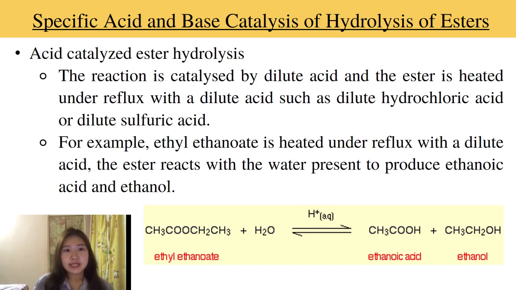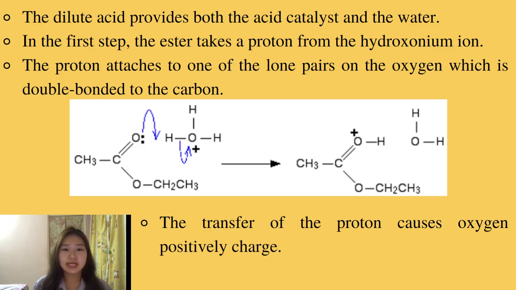Specific acid and base catalysis of ester hydrolysis. Acid catalyzed ester hydrolysis. The ester is heated under reflux with a dilute acid such as dilute HCl or dilute H2SO4. For example, ethyl ethanoate is heated under reflux with a dilute acid. The ester reacts with the water present to produce ethanoic acid and ethanol. Dilute acid provides both the acid catalyst and the water.